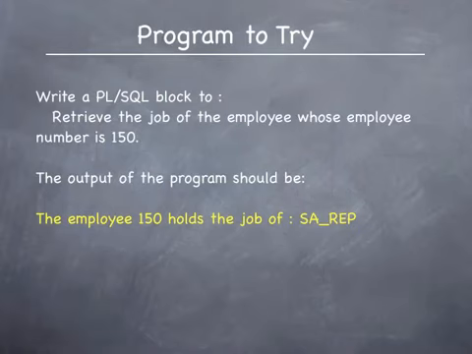Here is a program for you to try based on the HR Schema's employee table. It might be a good idea for you to pause the video for a few minutes and attempt this program. The best way to learn programming is to actually write programs. In this program, you want to retrieve the job of the employee whose employee number is 150. After retrieving the job, display the job along with the string the employee 150 holds the job of, followed by the job that was retrieved from the table. The solution to this program is at the end of the video.